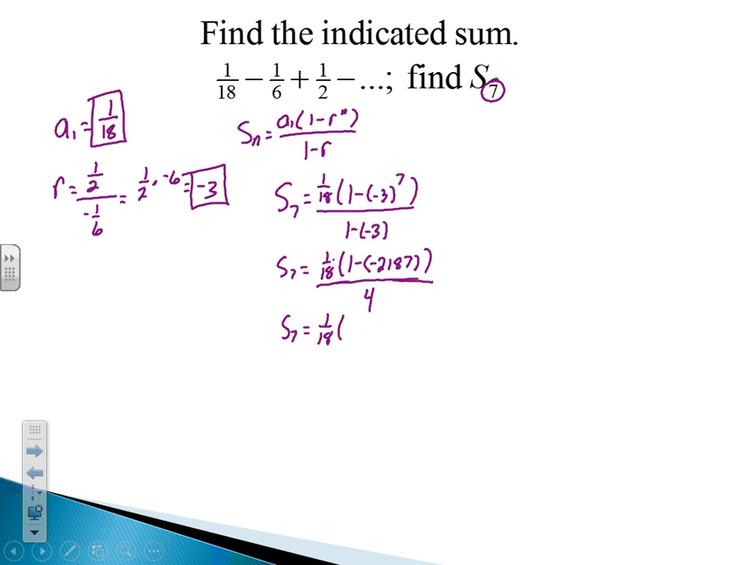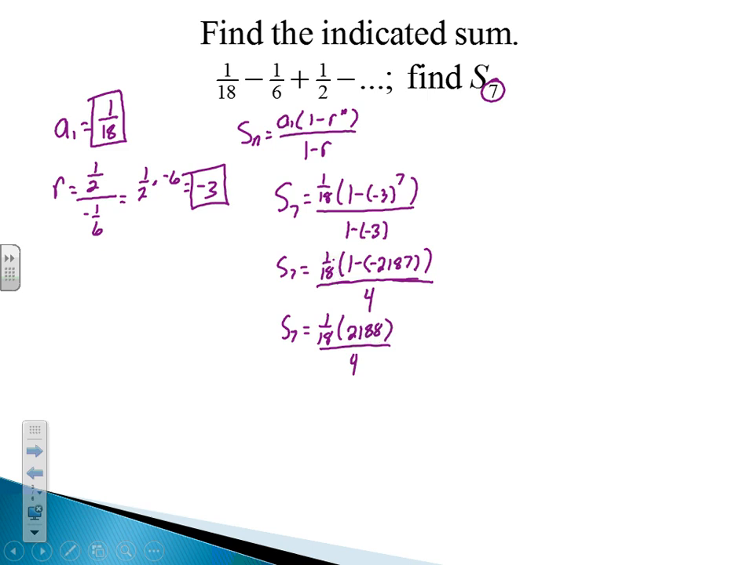So inside the parentheses of the numerator, we're going to say 1 minus negative 2187. Well, that's going to give us a positive 2188 over 4. And at this point, this is something that you could really easily type into your calculator.